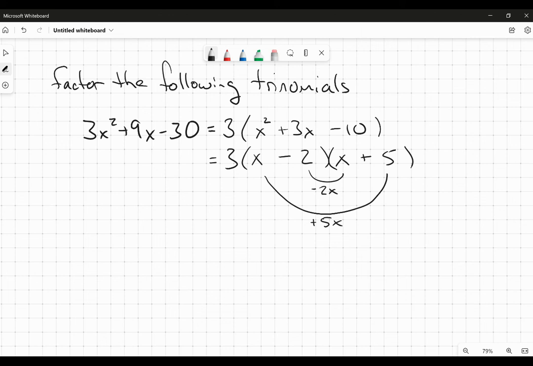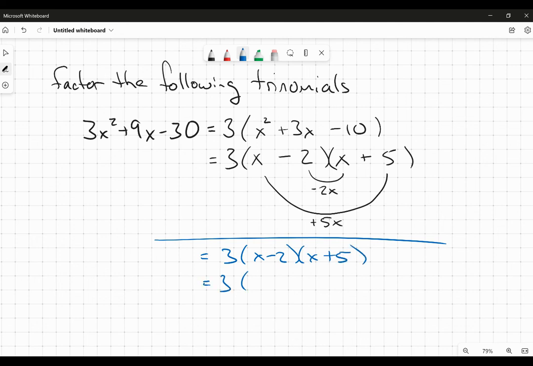Now, let's just check and see that that actually worked. Let's expand that out here. So I've got the 3, and I've got x minus 2, x plus 5. So the first thing I'm going to do is expand out those two binomials there. So x times x will be x squared. x times 5 is 5x. Negative 2 times x is negative 2x. And then negative 2 times 5 is negative 10. And I'm glad that that negative 10 popped out. So the signs look like they're working out here.